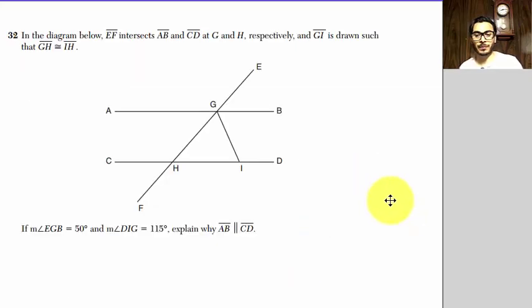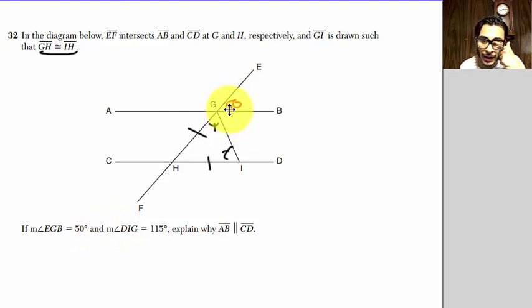Number 32. It says that GH is equal to IH. So that means this triangle is isosceles, right? These two angles are going to be equal. It says EGB is 50, so let's make EGB 50. DIG is 115 degrees. Where's DIG? Here you are. And explain why AB is parallel to CD.